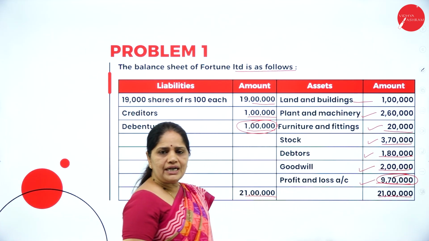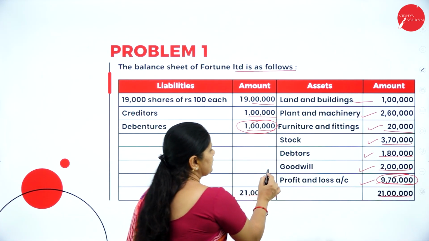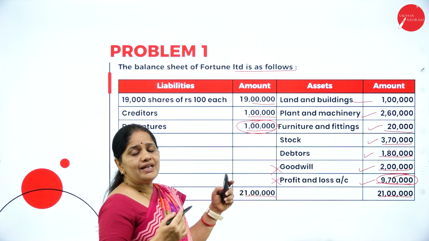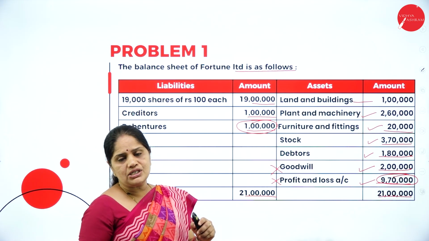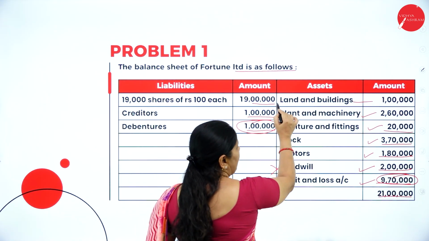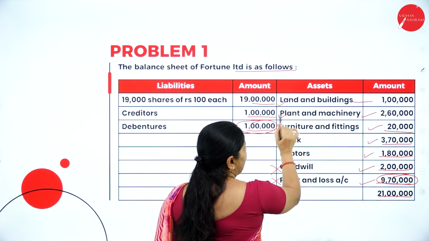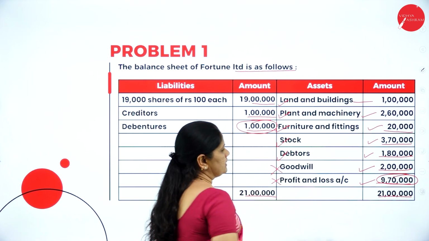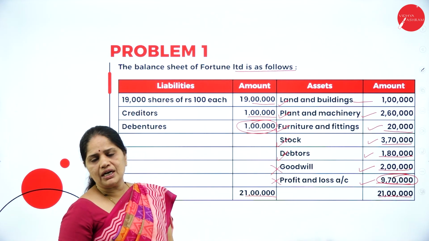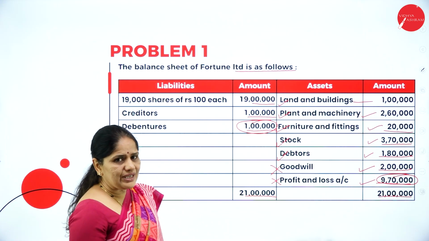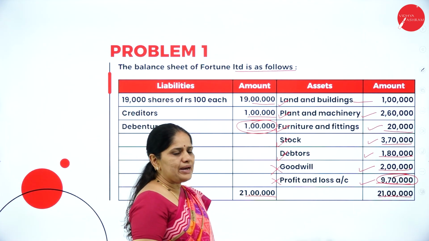Goodwill and profit and loss account, it has been written off. We have already written off both of these, so we will not carry them to the new balance sheet of the company. So in the new balance sheet, we will have only land and buildings, plant and machinery, furniture and fittings, stock and debtors. So goodwill and profit and loss account, we have already written off the losses, so we need not present it in the balance sheet.